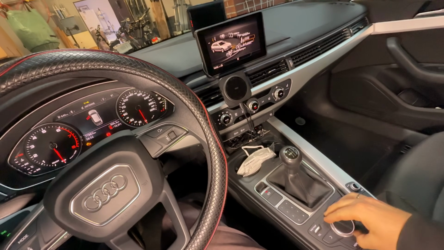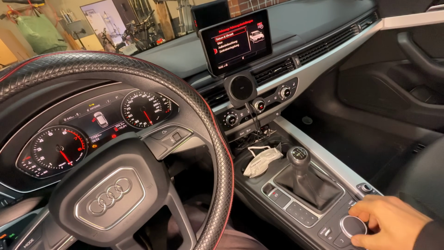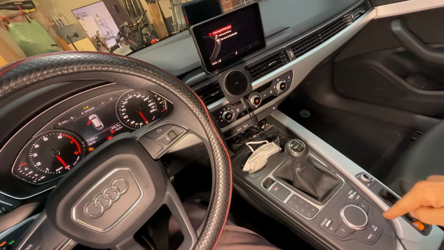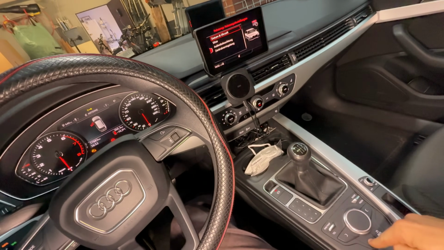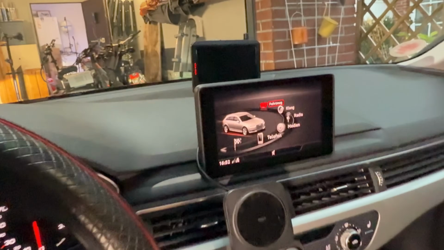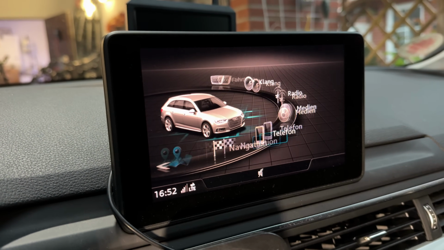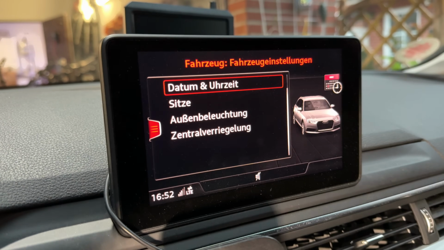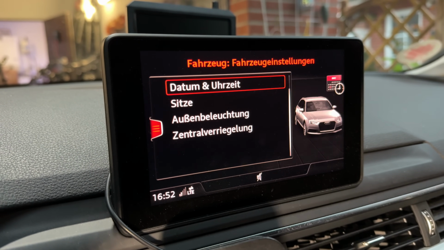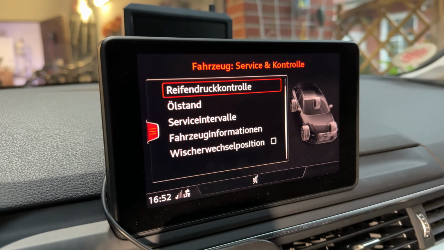Then we are going to select the infotainment system under the menu button. Then we go to car. Then, after we are in the car level of it, we are going to the left control button. That means there is service and checks. And then we can find oil level. Then we can read off the oil level on the display.